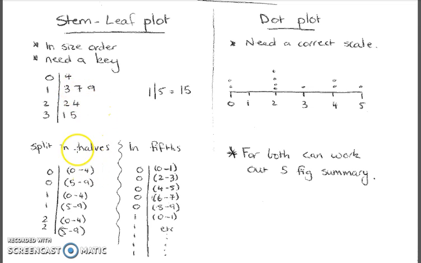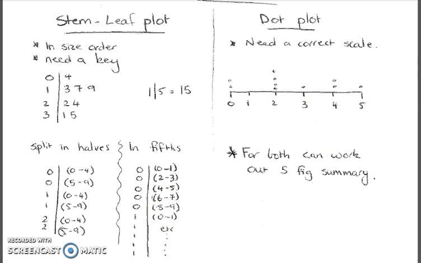There is, we can split our stem and leaf plots into halves or into fifths. If it's halves, as you can see, there's two values, so 0, 0, 1, 1, 2, 2. The first one goes from all the values from 0 to 4, and the second one all the values from 5 to 9. In fifths, as you can see there, we've got 1, 2, 3, 4, 5. We've broken up to 5 segments, and these are going from 0 to 1, 2 to 3, 4 to 5, etc. up to 9.